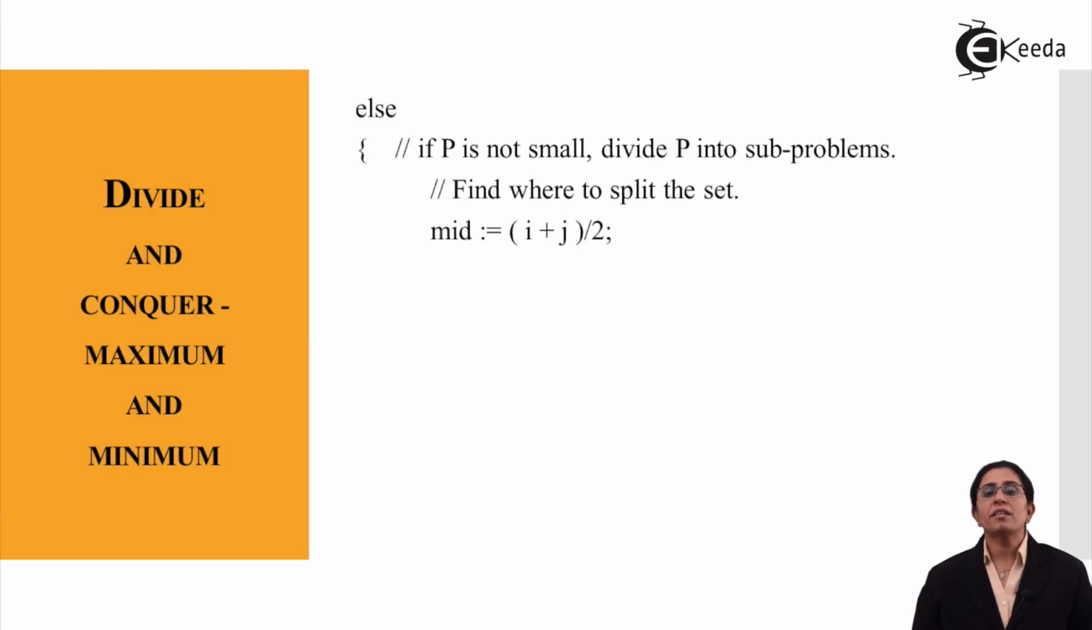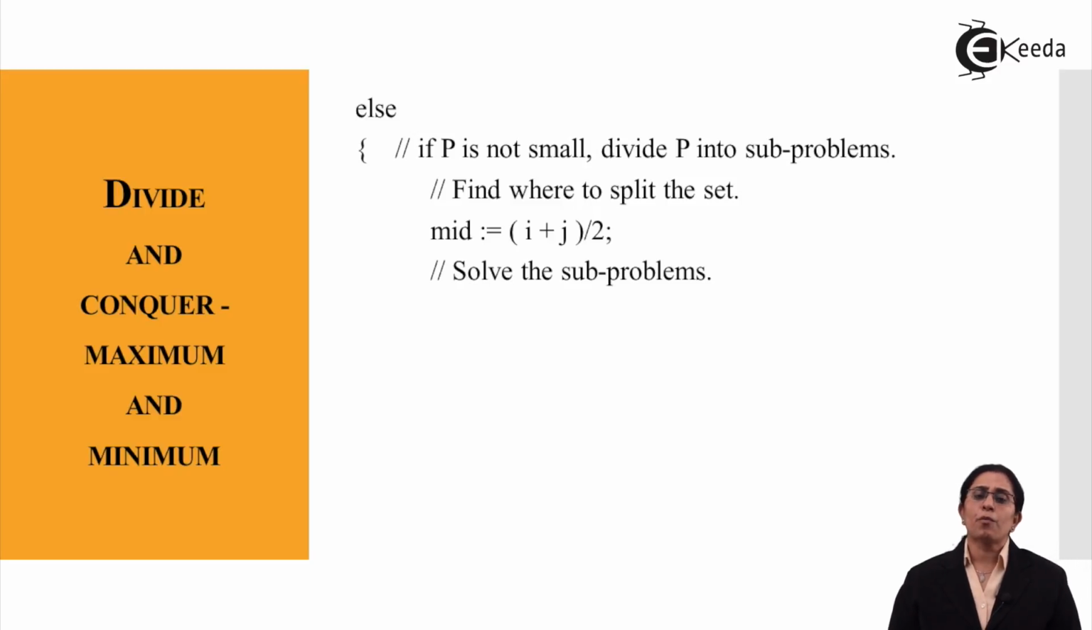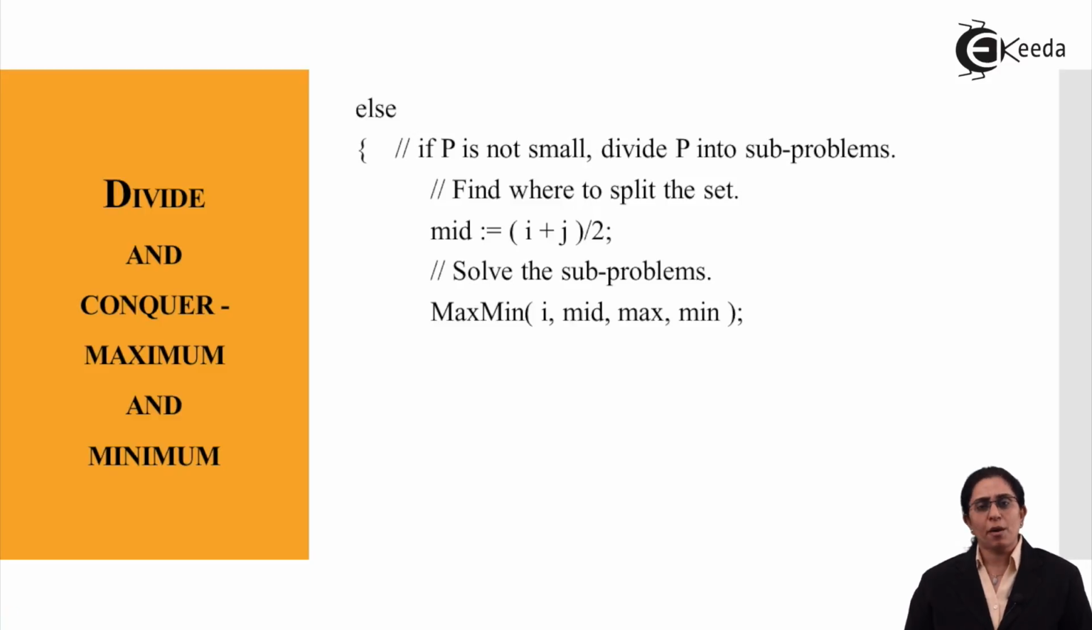We say mid is equal to (i plus j) by 2. So whatever is the size of my array list, I find the middle. If there are 9 elements, then 1 plus 9 is equal to 10, by 2 is equal to 5. So I will split my array list from the element 5. That is, my array list will be subdivided into two parts, 1 to 5 and 6 to 9. And then that sub-problem will be solved separately.